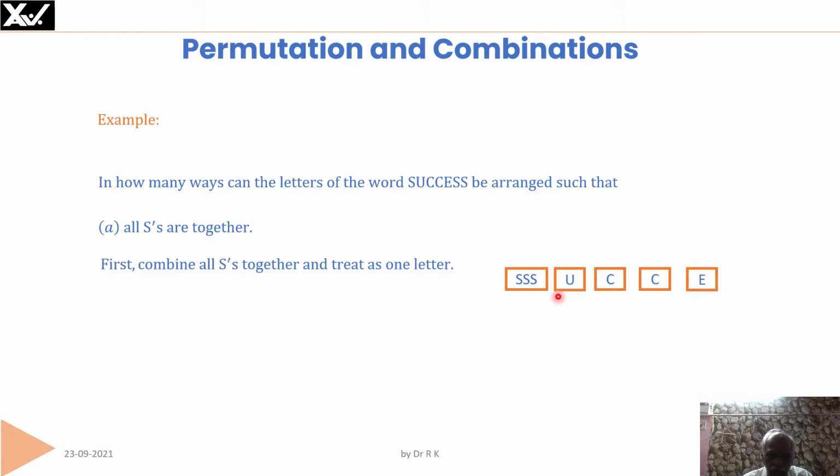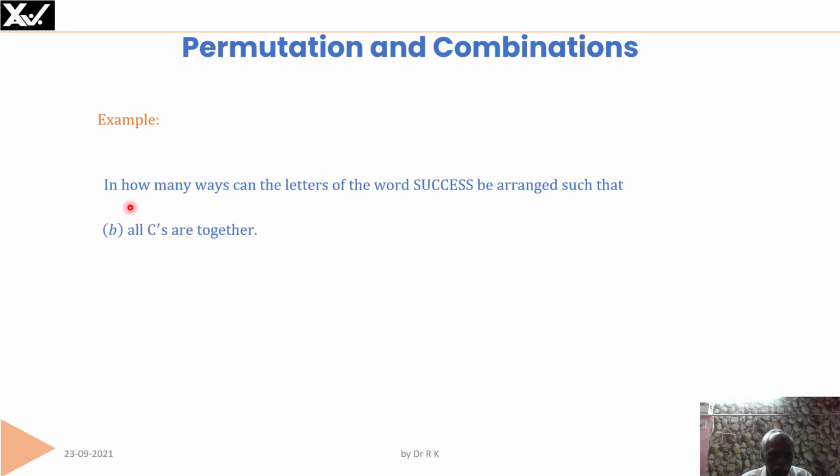That is what I have done here. The remaining letters are written here. Totally 5 letters are there. This can be arranged in factorial 5 ways. But C is alike 2 times. Therefore, denominator will be factorial 2. So, number of ways with all S's together is equal to factorial 5 by factorial 2. That is equal to 60.